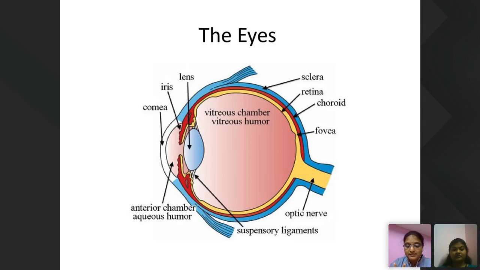Over the ciliary body there are ciliary muscles. Two types of muscles are there: a longitudinal muscle here and a circular muscle here. The iris is the same. The iris has a constrictor pupillae, which is the circular muscle here, and behind the circular muscle there is a dilator muscle.